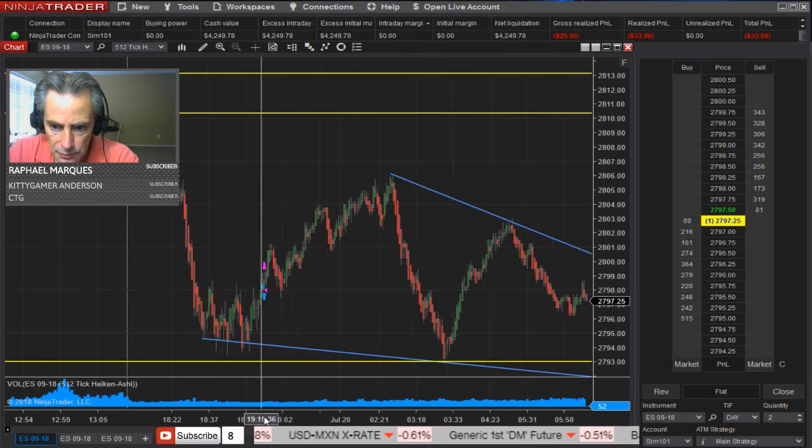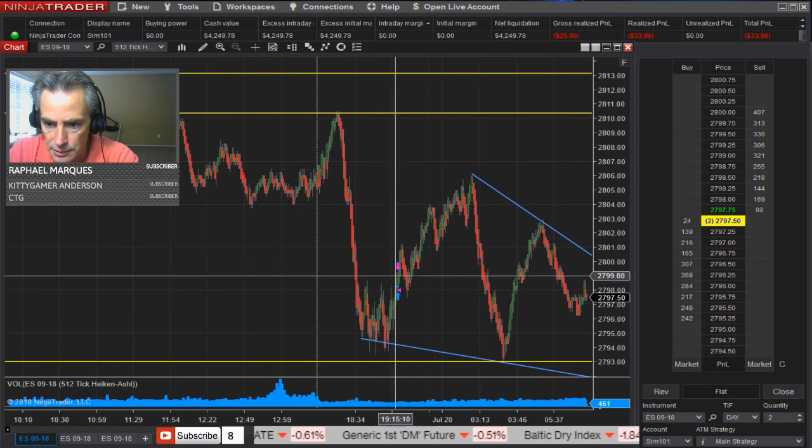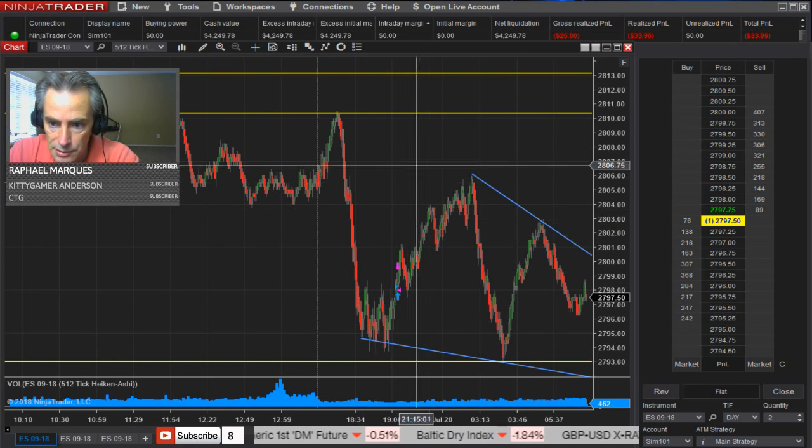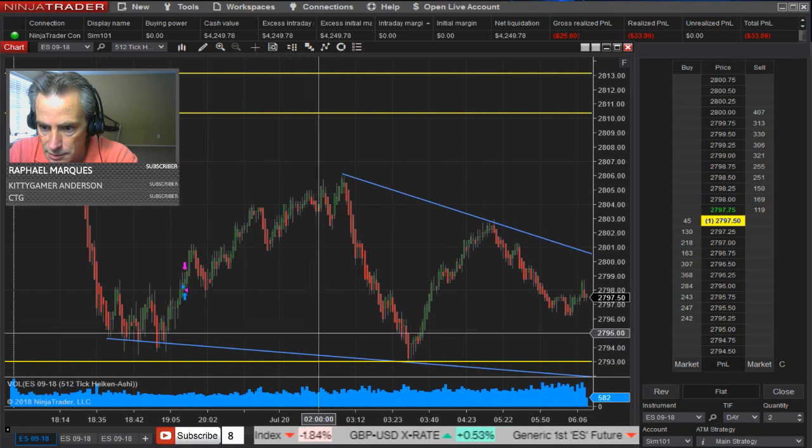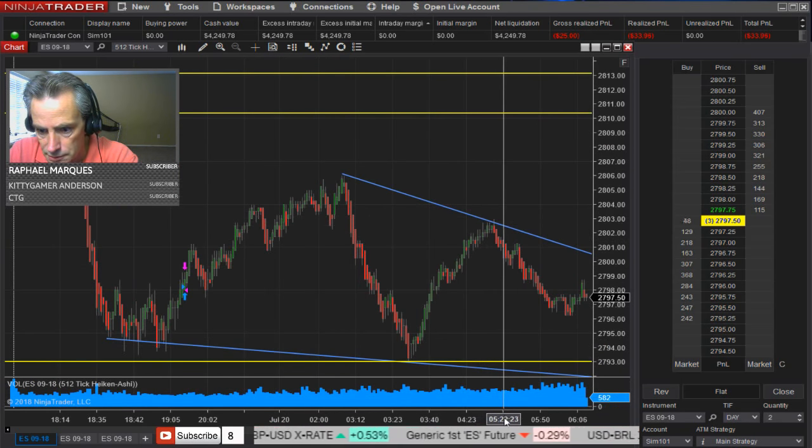Okay, so overall we're looking like we're in a downward trend in the short time frame anyways. So we'll go ahead and mark our short here.